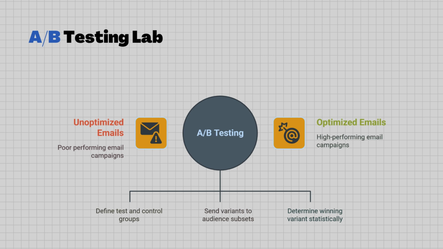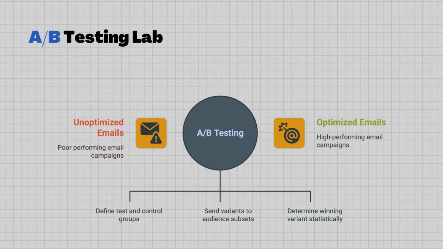Start with the basics. A/B testing means sending version A and version B of an email to random subsets of your audience. Only test one variable at a time, subject line, call to action, or image, so you know exactly what causes any difference in performance.